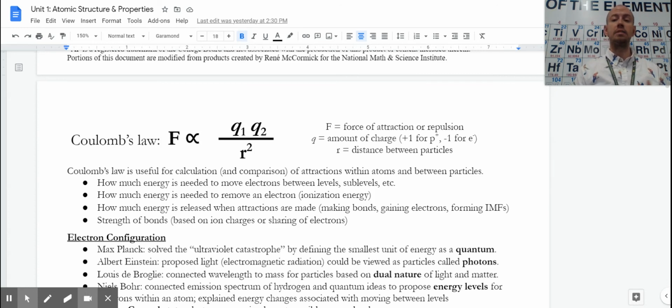When we are making bonds, breaking bonds, gaining and losing electrons, or forming intermolecular forces, the energy is associated to that force of attraction. And as we look at ionic bonds and covalent bonds, we're thinking about how large are our particles and how significant or how large is the charge that is holding those together. So Coulomb's law is going to be a big part of your explanations and of multiple choice questions. We're going to think about how large are the objects in terms of their charge and how far apart are they.